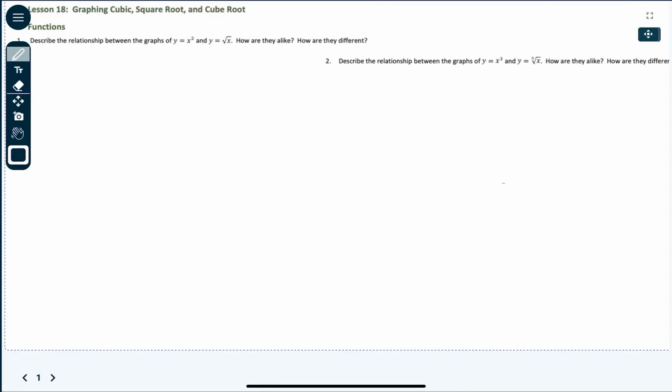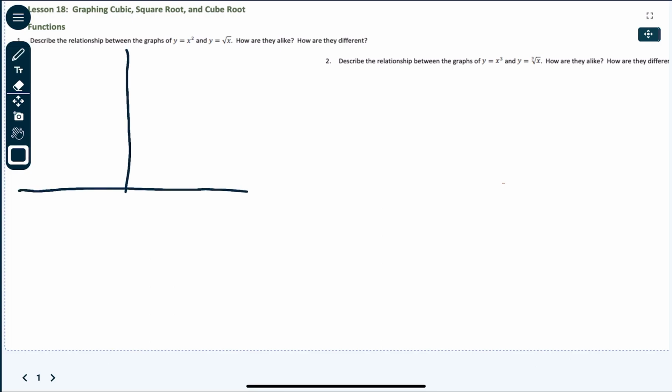Okay. Algebra 1, Module 4, Lesson 18, graphing cubic, square root, and cube root functions. Number 1 says, describe the relationship between the graphs y equals x squared and y equals the square root of x. How are they alike? So let's talk about how they are alike. Would it do well for us to graph them right quick so we can look at it? Let's try that.